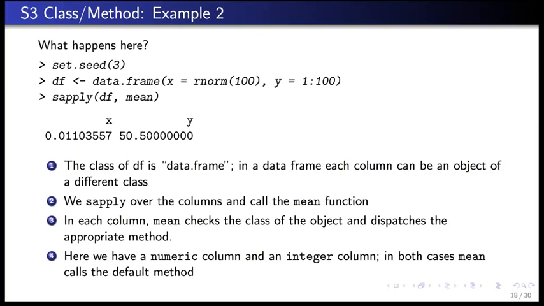So here's another example. I'm creating a data frame where the first column is a random normal vector, and the second column is an integer vector. So now I've got a data frame where the first column is numeric and the second column is integer. And then I'm going to call sapply on the data frame and the mean function. Now the mean could potentially have different behavior on each column because each column is of a different class. However, there's no numeric method for mean, and there's also no integer method for mean. And so in both cases it will call the default method, and you'll get the behavior that you kind of expect.